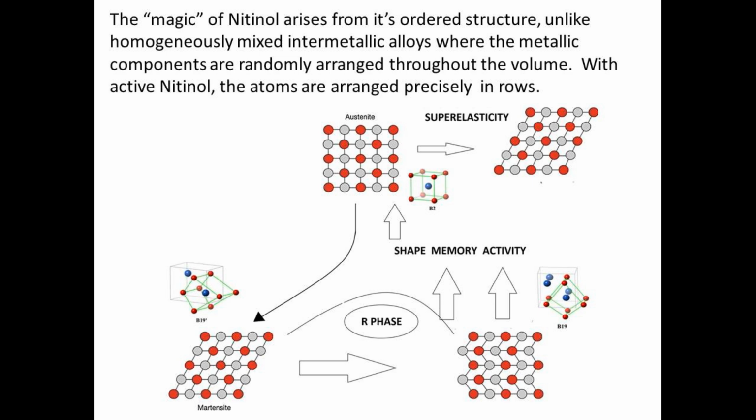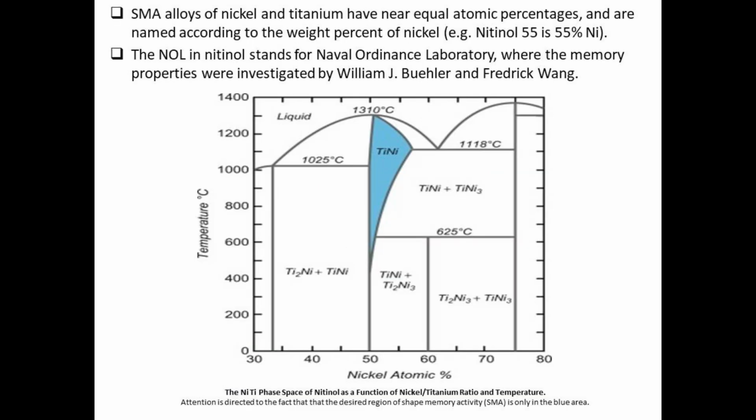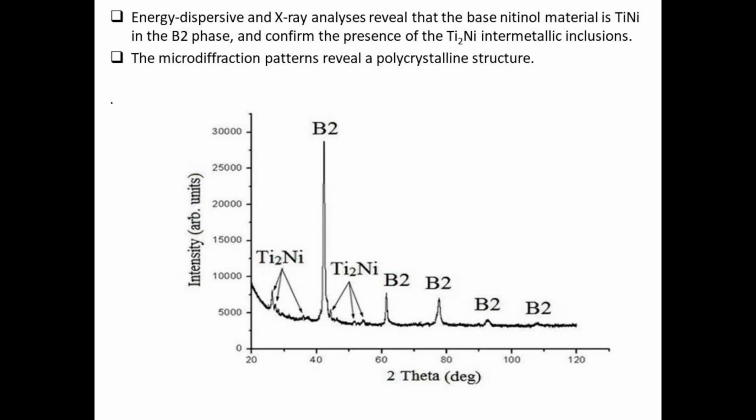The magic of this occurs because nitinol is an ordered structure. If you took titanium and nickel and mixed them randomly in a melt, they would not achieve what occurs in nitinol, where there are arranged atoms in rows. Metallurgically, this occurs in only one phase, shown here in the blue area. When that select desired phase occurs, this is the analysis that is seen under X-ray spectroscopy.